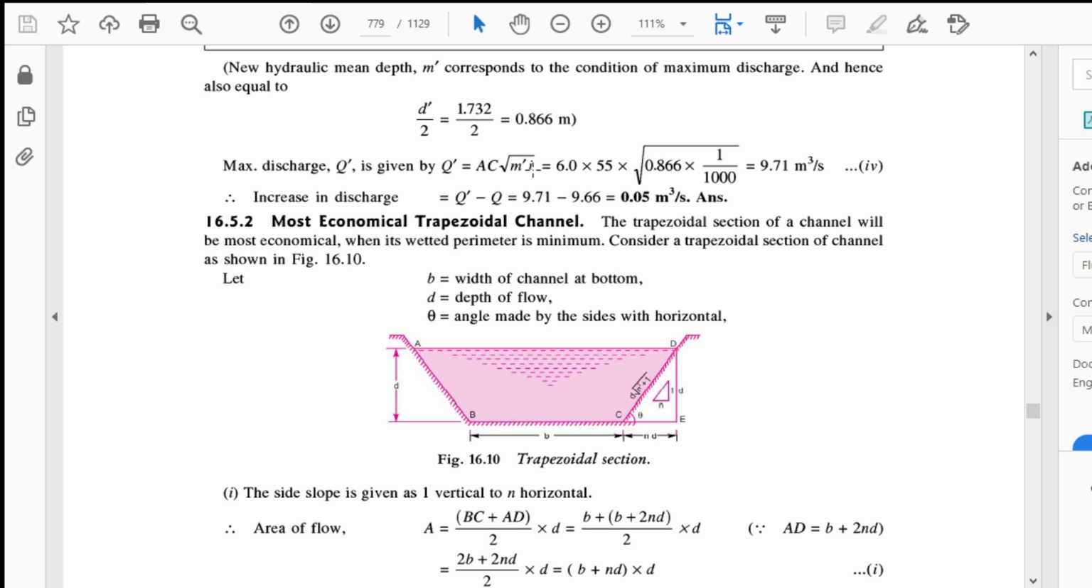By using these values you can find out the new discharge, that is the maximum discharge, as 9.71, and the original dimension discharge is 9.66. So the increase in discharge is Q dash minus Q, 0.05 meter cube per second, the increase in discharge through the most economical channel section.